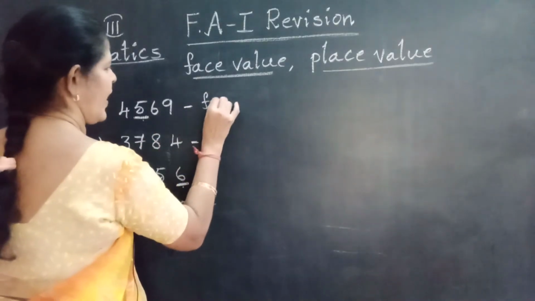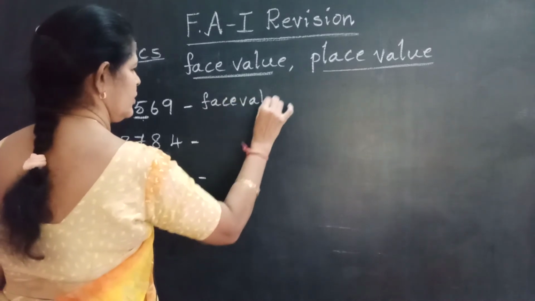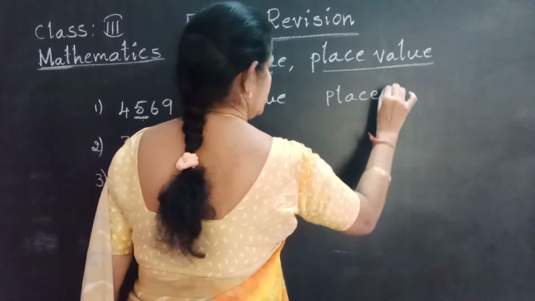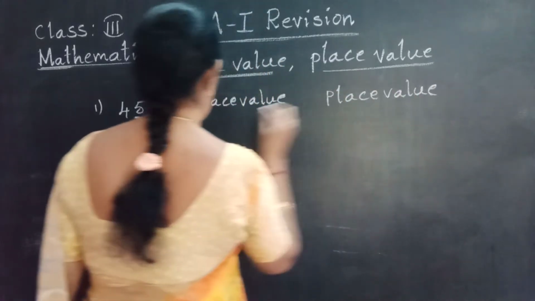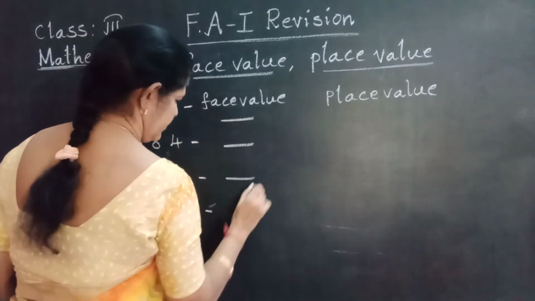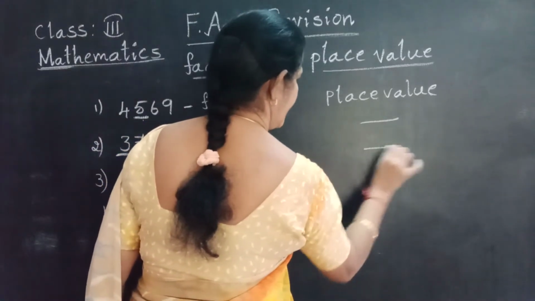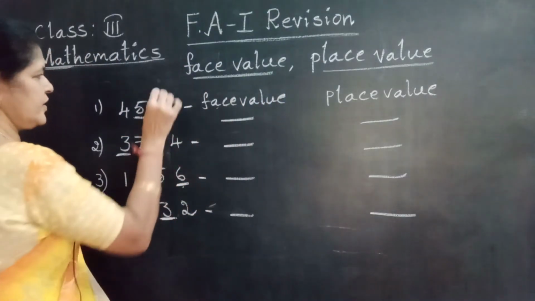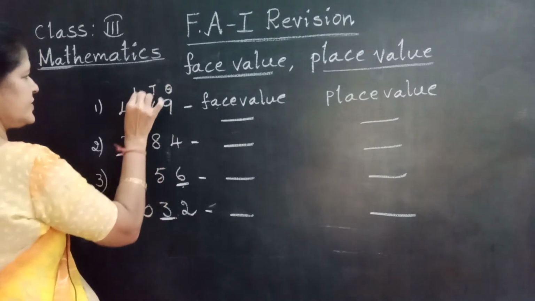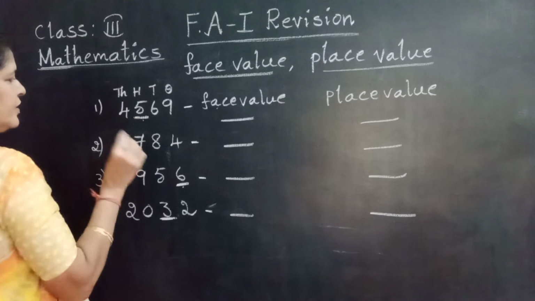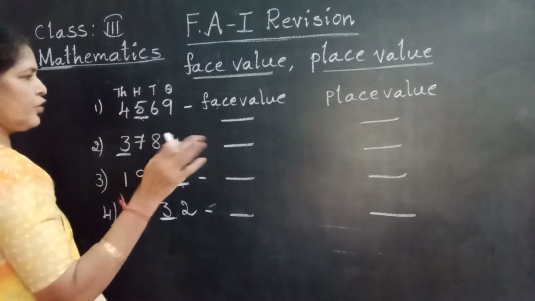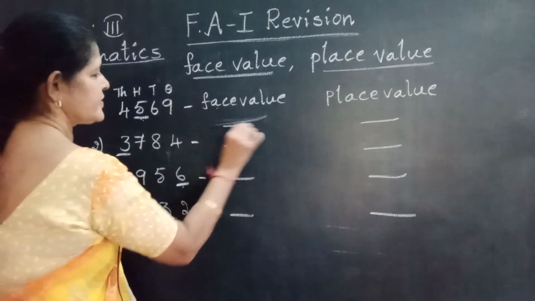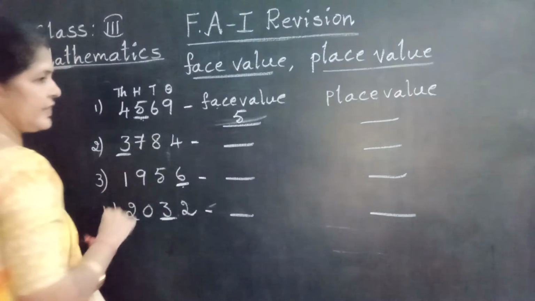Okay? First face value. Next place value. Face value no change. Place value depending upon the place. Isn't it? Face value no change. Put the places ones, tens, hundreds, thousands. Face value means write the same number. Write as it is number. 5 only comes in the face value.